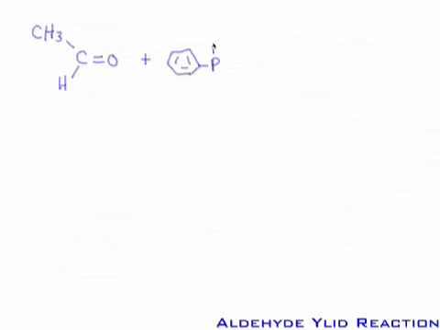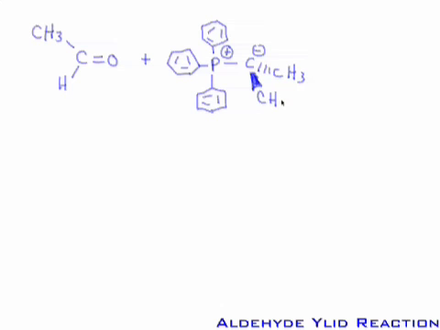P. Looks like I've decided to draw phenyls all the time. And let's use one that's not chiral, and let's draw it as the ylid. So I'm going to have made it from isopropyl chloride, so I'll have this.